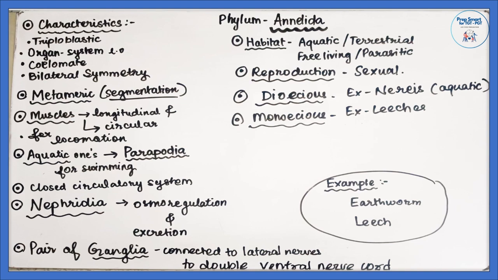Some of the common examples are earthworm, leech, lungworm, bloodworm, sea mouse. Economic importance: earthworms are used as fish bait and for improving soil fertility. Also, Polynoe shows bioluminescence and this phenomenon is used in self-defense. Also, these are the first animals to show a closed circulatory system.